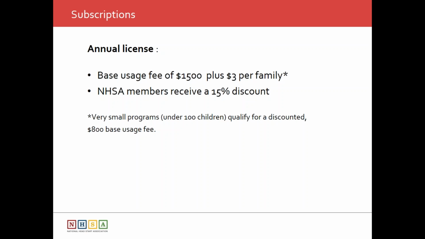But just to be clear, say you're a program that has 300 children or 300 families, and you'll be using ParentGauge for all those families. You'd be paying a $1,500 base fee, and then 300 families times $3 each is $900. So it's 1,500 plus 900. That's $2,400, and then you subtract out the discount. So it'd be closer to around $2,000 as your actual final price.